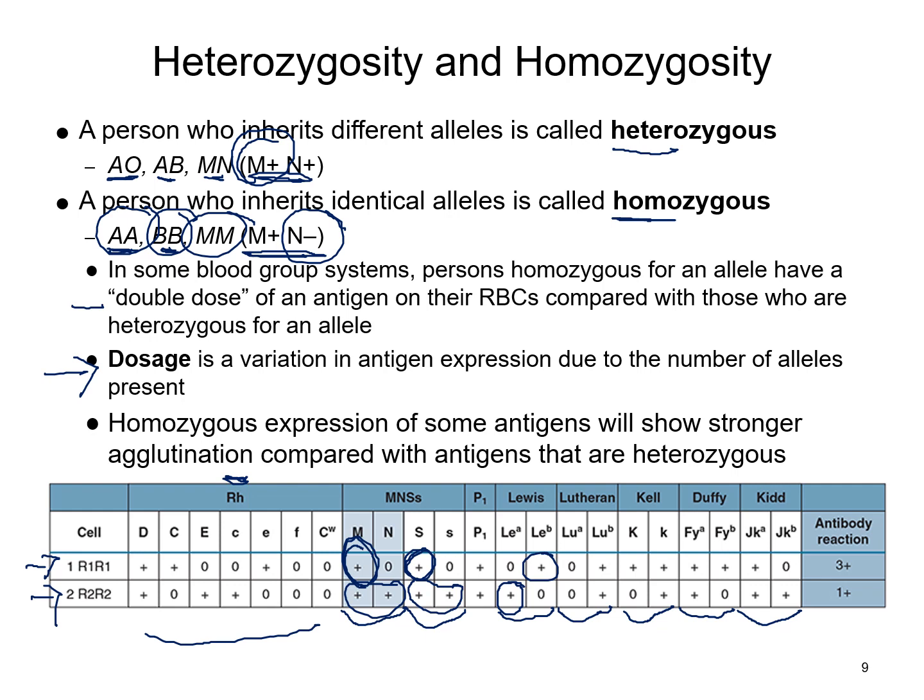So we can expect with our particular antibodies and antigens that we will have different expressions. If a patient is presented with an antibody and we get reactions, those reactions can be stronger where you have those homozygous expressions of those antigens.